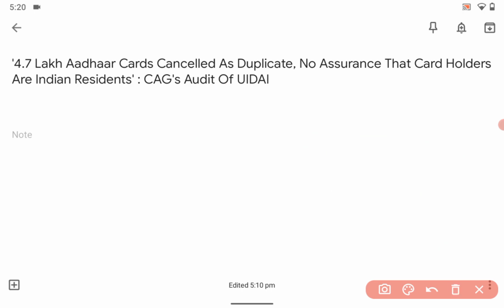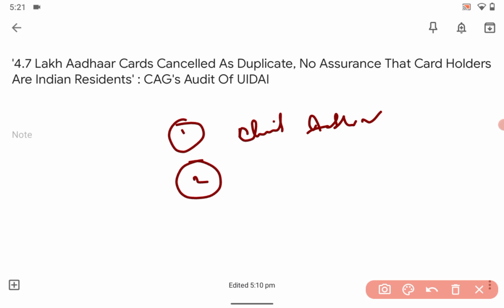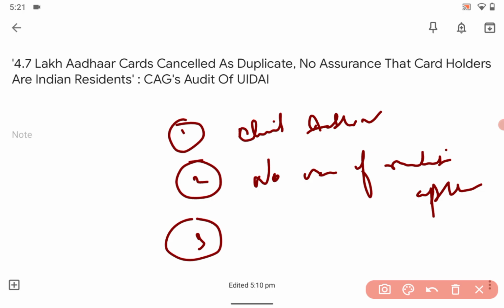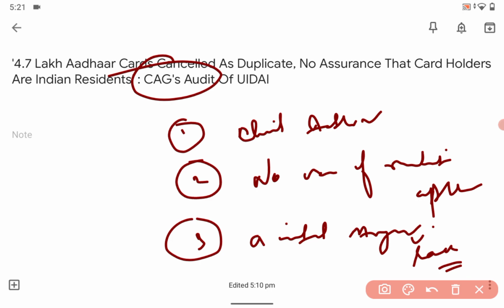So you understand, the conclusion is simple. The first problem is child Aadhaar: the details and authentication, with the thumb impression of the parents, which I think was difficult. The second is no verification of residential address. That is also a big problem, because of that duplication. And a vital thing is the storage portion and precise management, which they totally lack. I am not telling you this, it is told by the CAG audit.